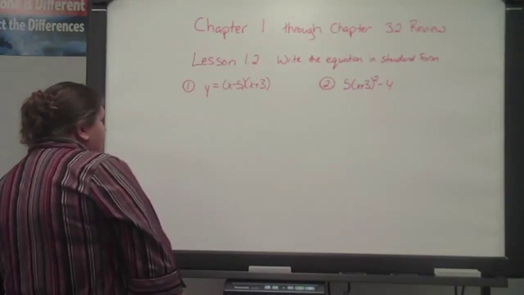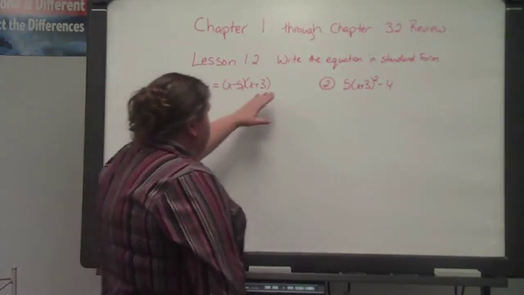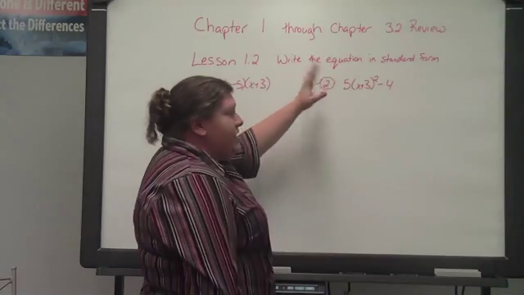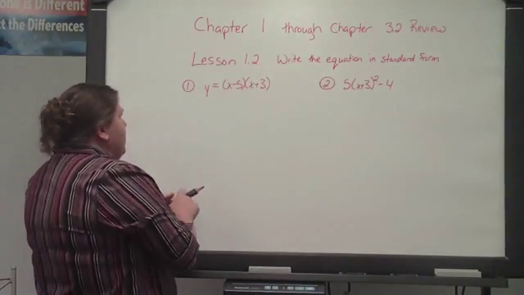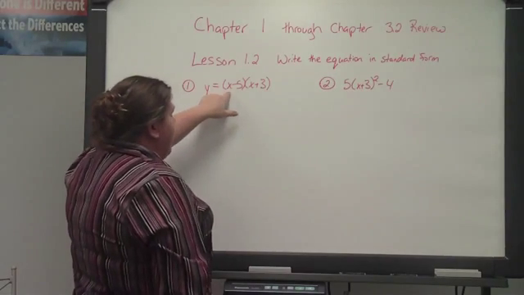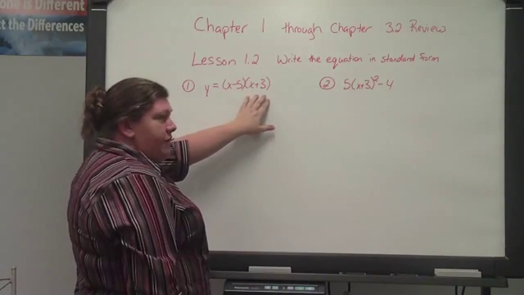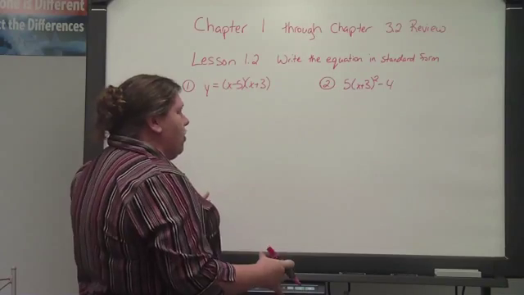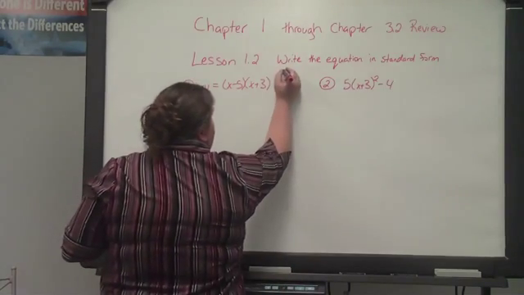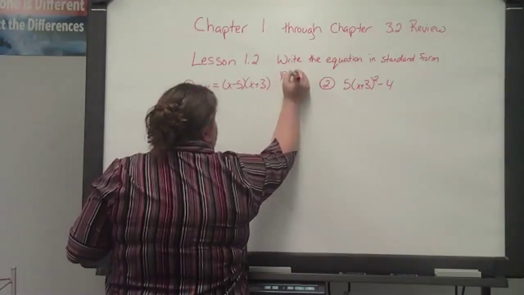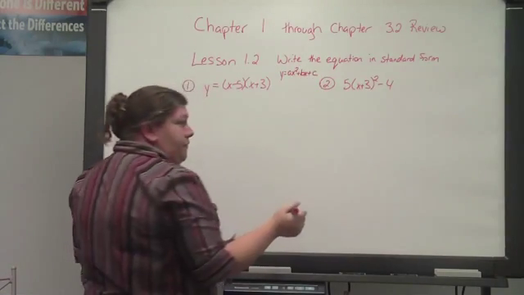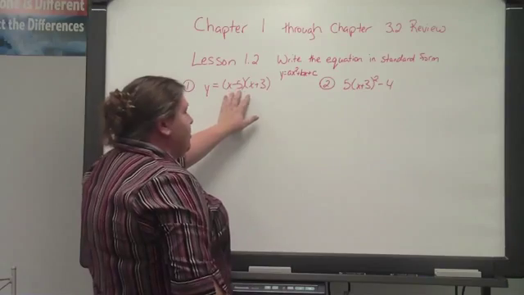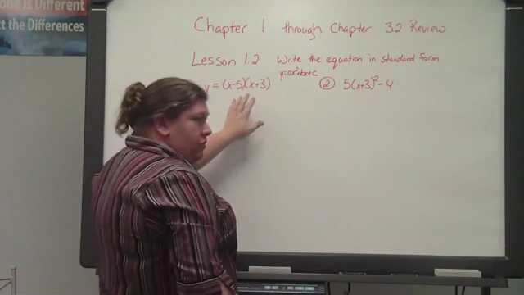And in Lesson 1.2, what I chose to do is write the equation in standard form. So what we're looking at first is y equals x minus 5 times x plus 3. Now standard form is y equals ax squared plus bx plus c. And so what I have to do is I have to FOIL.